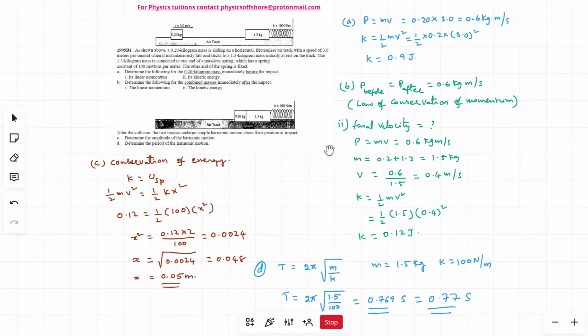This is a multiple concept question. It involves collisions, energy, and simple harmonic motion. Here you are finding the momentum, kinetic energy, amplitude, and time period. Unless you are thorough with all these concepts, you can't solve this problem.